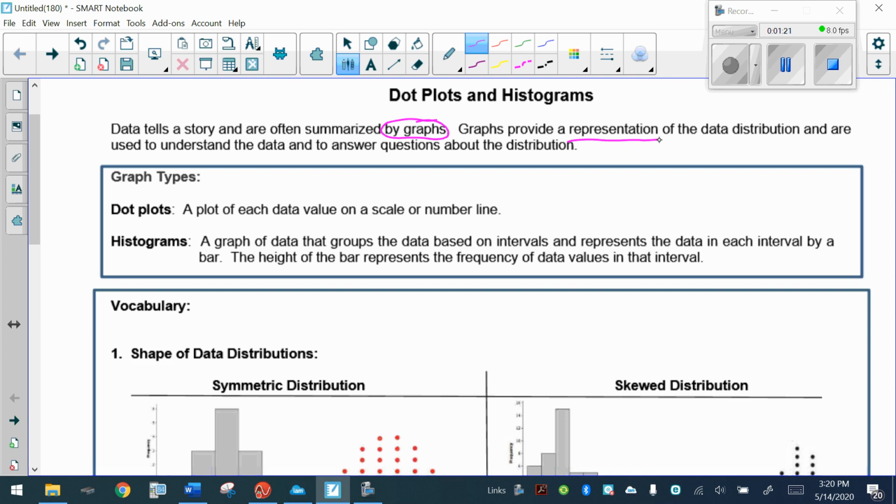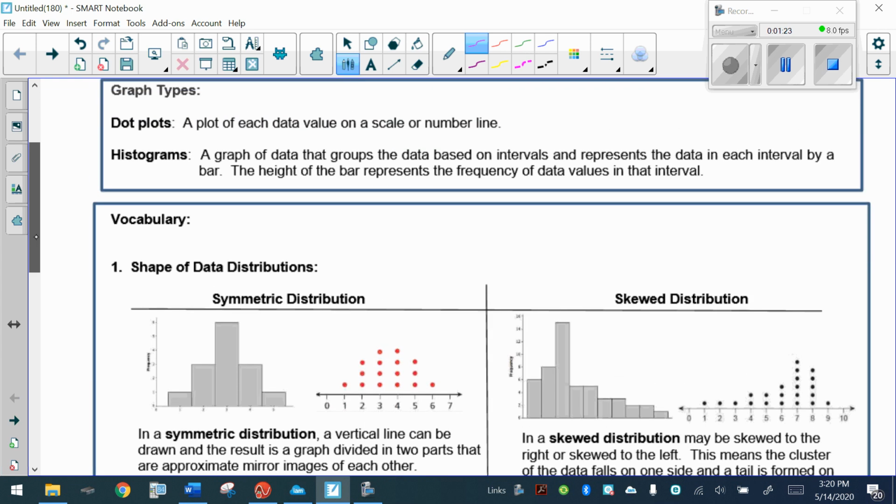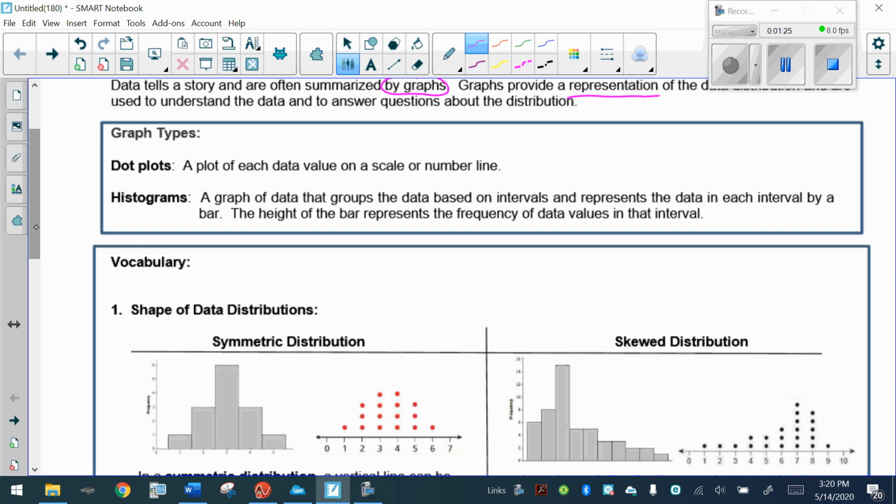The two types of graphs that we are going to focus on are dot plots and histograms. And I do think you probably did both of these back in middle school, so this shouldn't be any new surprise. A dot plot is a plot of each data value on a scale or number line.